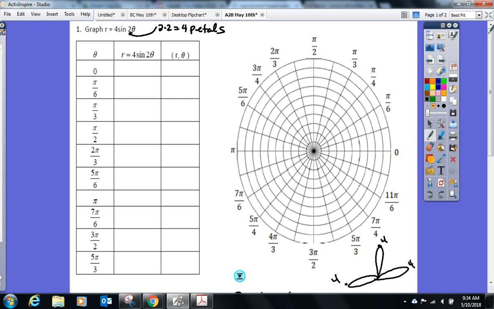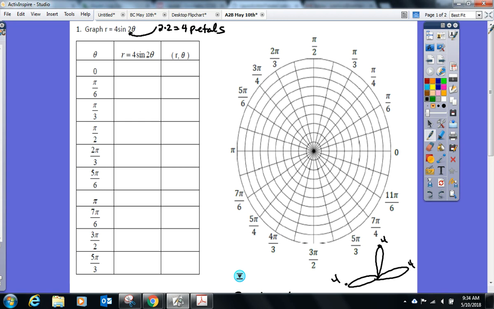Again, somebody teach me now. How do I know it's 4 petals? 2 is what? Even, which means I'm going to have 2 times that number of petals, so 4 petals. And what's the petals going to go out to? A max distance of 4, because that's the A value out in front. Okay, so I'm going to have 4 petals, and here's the great part about this. They're going to be symmetric with that polar graph.